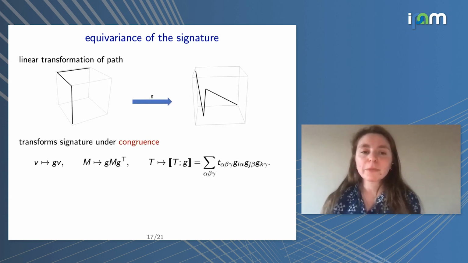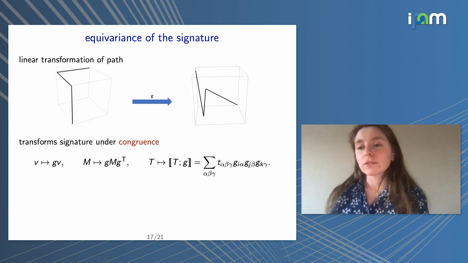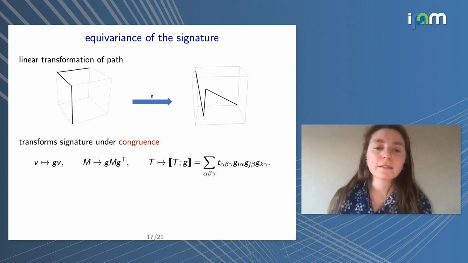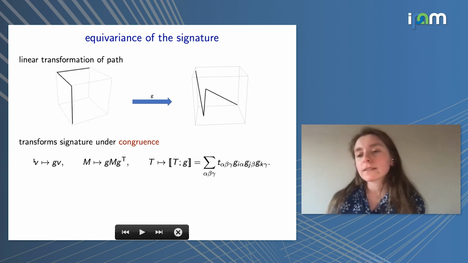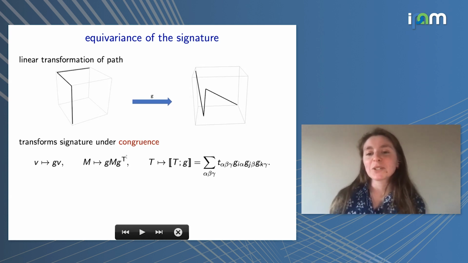Well, the transformation transforms the signature under congruence. So this means, okay, V is supposed to be the vector at level 1. So at level 1, we just send our V to G times V. At level 2, the congruence action looks like this.